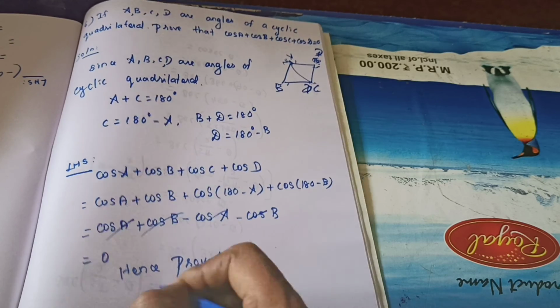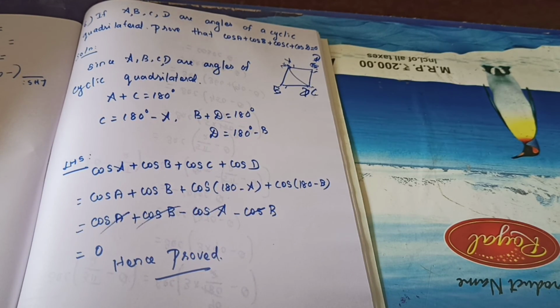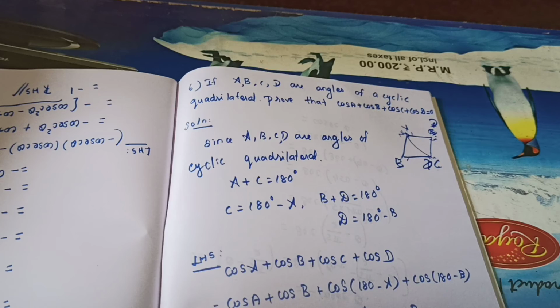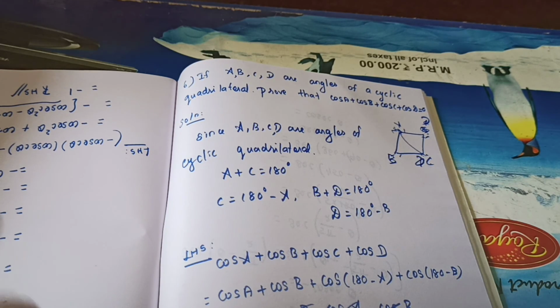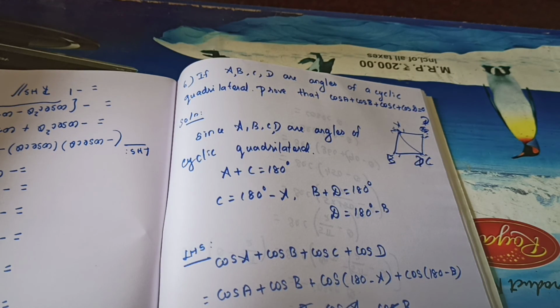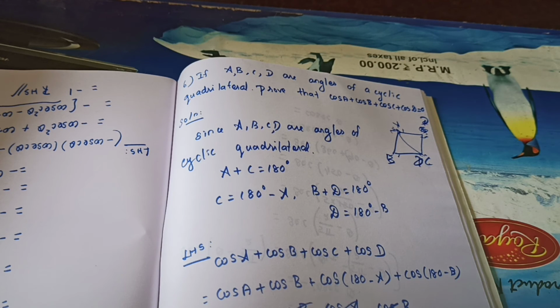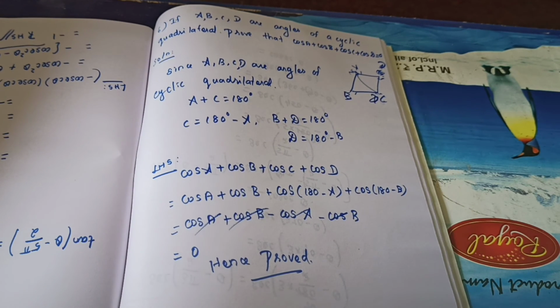Very important. For 2 marks or 3 marks they may ask this question. Keep it in mind. So in a cyclic quadrilateral, if I am taking A, B, C, D as angles, the sum of the opposite angles must be 180 degrees. So A plus C is equal to 180 degrees, from that I found the C value. B plus D equal to 180 degrees, from that I found the D value. At last substitute all the values, everything will get cancelled and you will get the answer as 0. Hence proved. Understand, students?